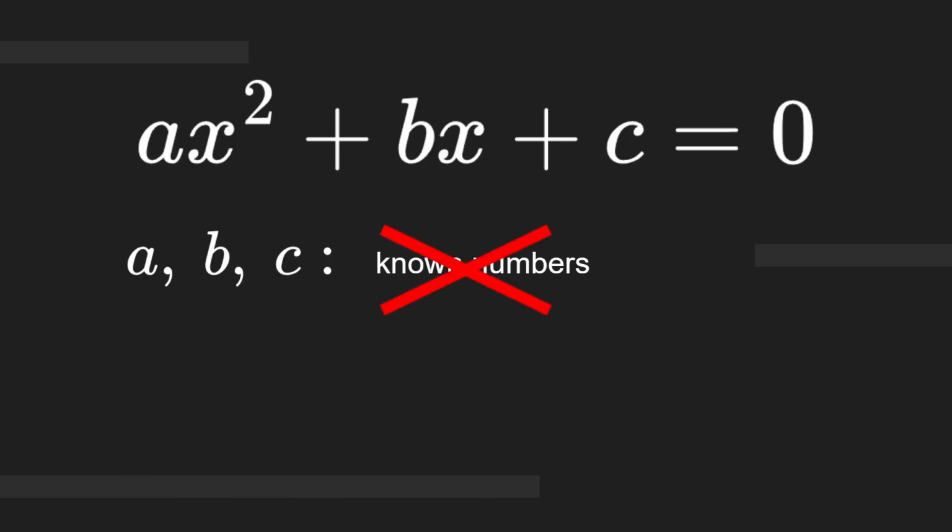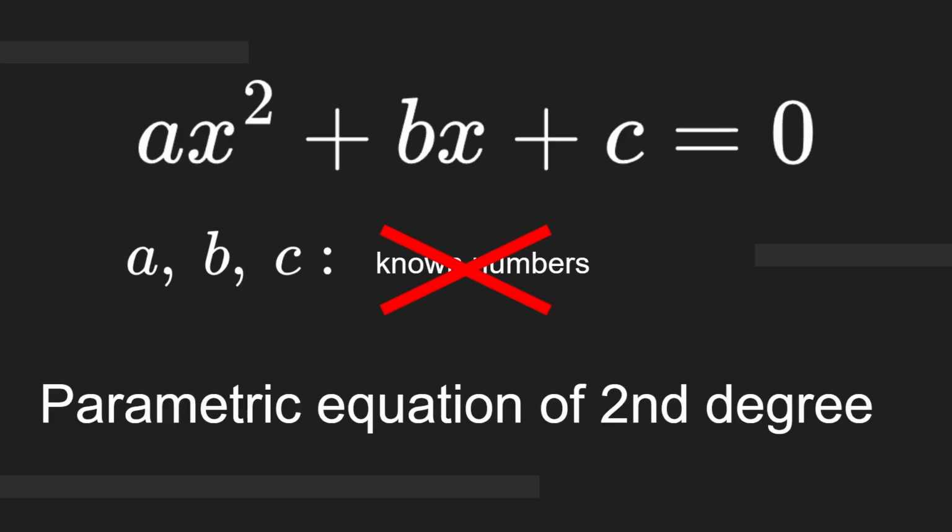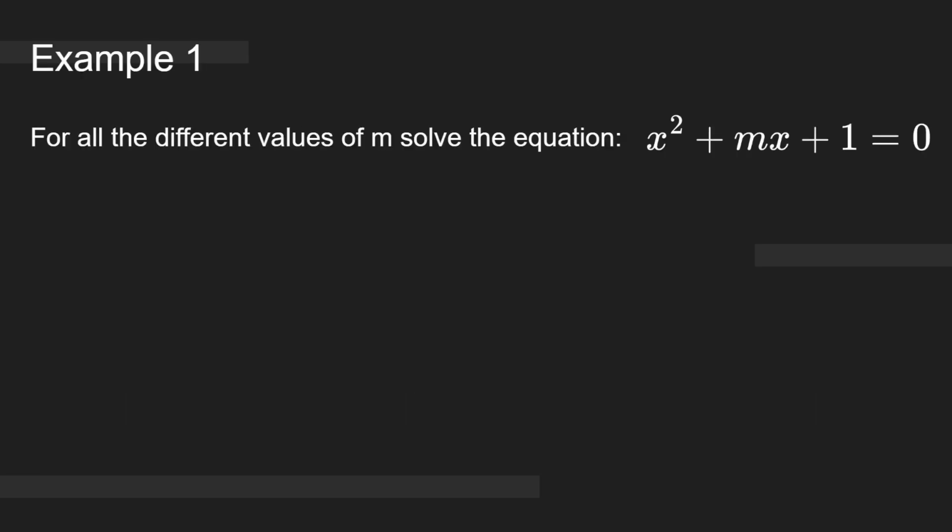But what happens when a, b, and c are not known? In that case, we say that we have a parametric equation of second degree. Let's take a look at some examples. Example 1. For all the different values of m, solve the equation x squared plus mx plus 1 equals 0.